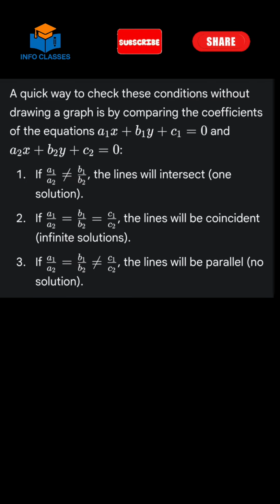Second, if a1 upon a2 is equal to b1 upon b2 is equal to c1 upon c2, the lines will be coincident, infinite solutions. Third, if a1 upon a2 is equal to b1 upon b2 is not equal to c1 upon c2, the lines will be parallel, no solution.